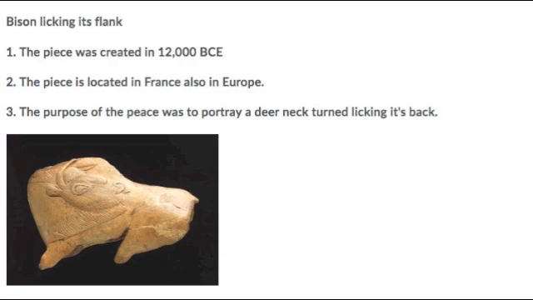It's a bison licking its flank. So why is it portraying a deer neck? And how is a deer neck going to lick its back? It's a weird sentence, and it doesn't really make much sense. That's kind of strange. So this one had a few problems.